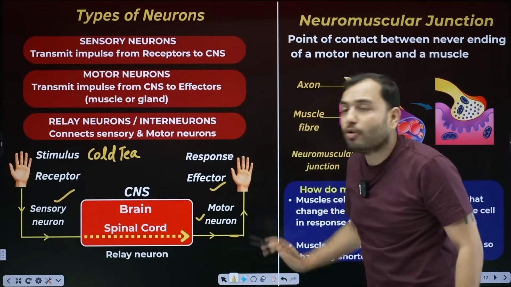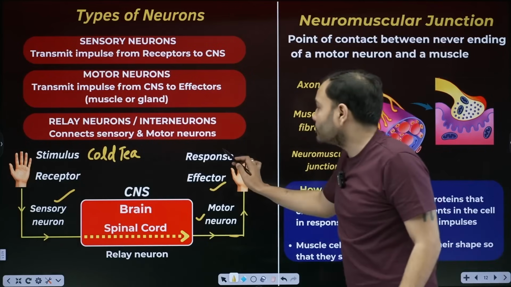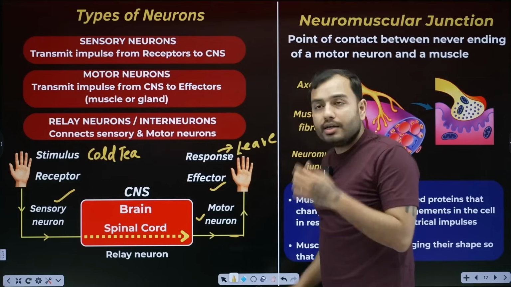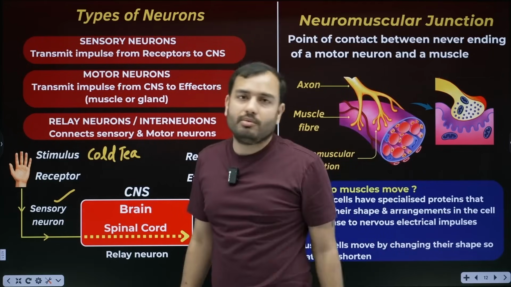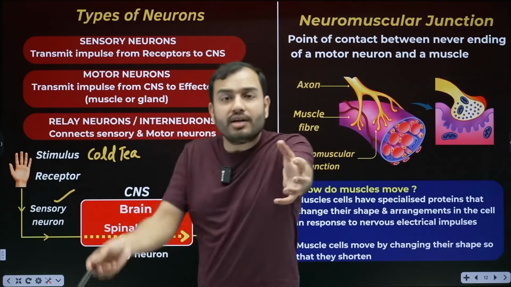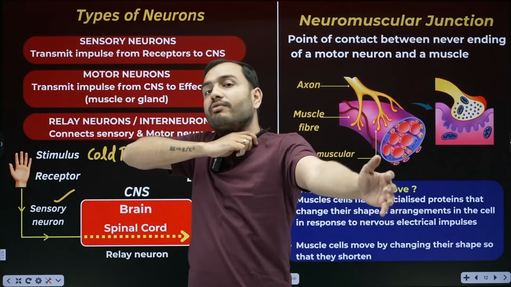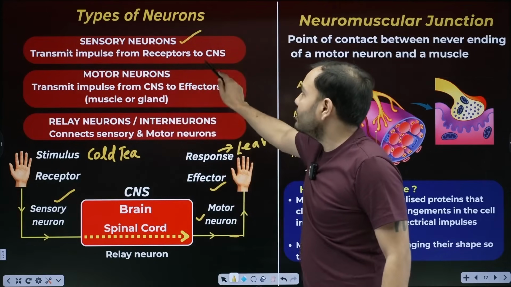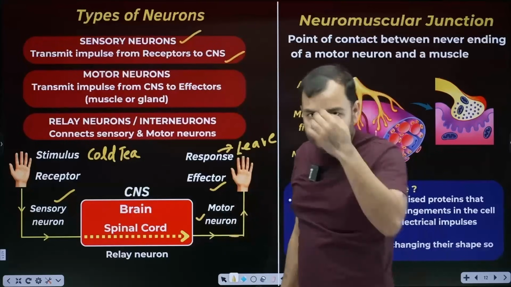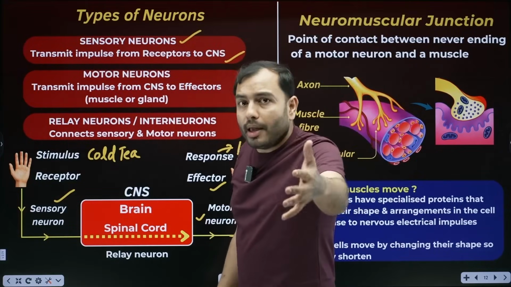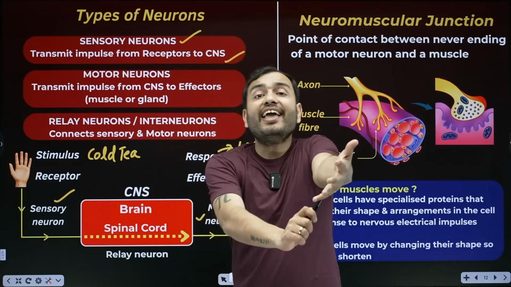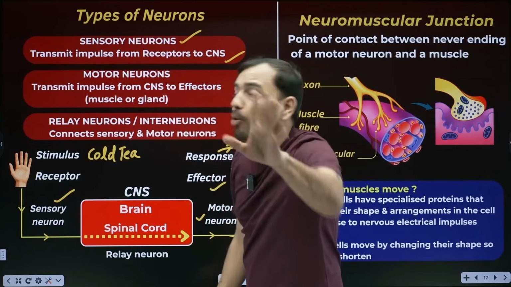Where did we come to? With the response to the effector. What's the response? Drop the cup, leave it. Don't drink it, leave it. This is the whole story. Okay. So we understood two types of neurons. One that takes information from the receptor to the central nervous system: sensory neurons. They transmit impulses from receptors to the central nervous system. The second, that takes the impulse or information from the central nervous system and goes where? To the effector: motor neuron.